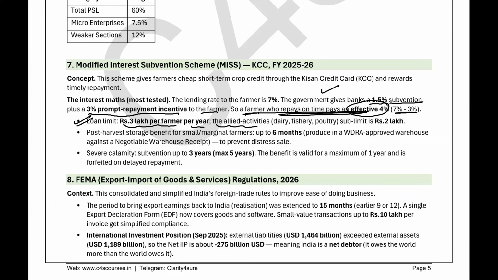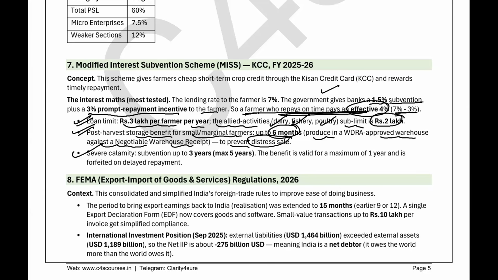The allied activities, that is allied activities किसके लिए? Dairy, fishery, poultry. Sub limit is 2 lakh. Is it clear? Post harvest storage benefit for small marginal farmers is up to what? 6 months, in WDRA approved warehouses against negotiable warehouse receipts, to prevent what? Distress sale.